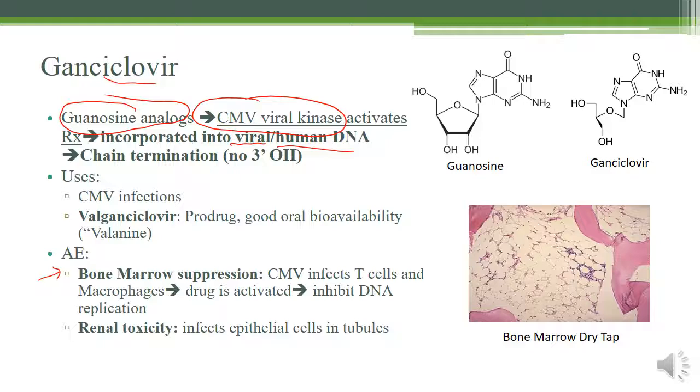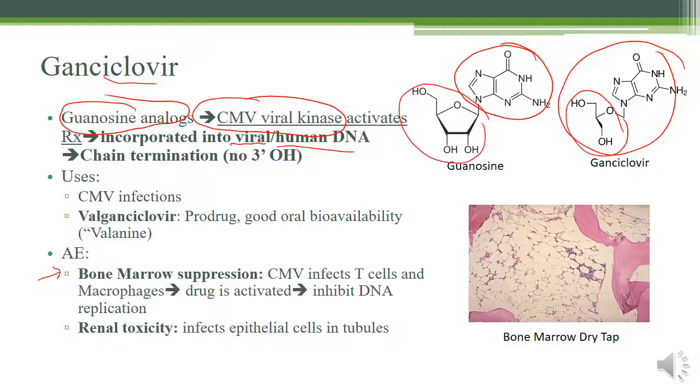But it works exactly the same way, and it is still a guanosine analog. If this is guanosine right here with its base right there, it is a guanosine analog, and it causes chain termination because this over here does not really work as well as this as a building block. So what do we use it for? It's going to be used for, of course, the CMV infections.